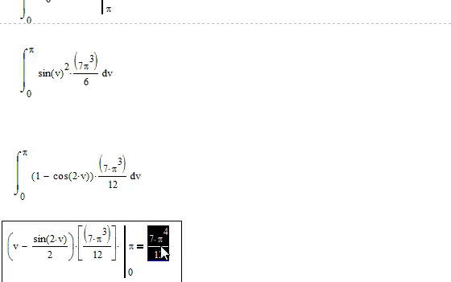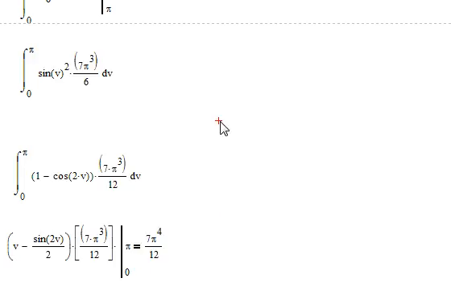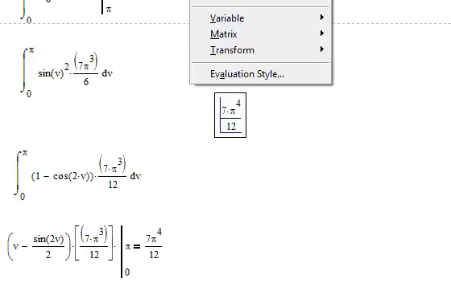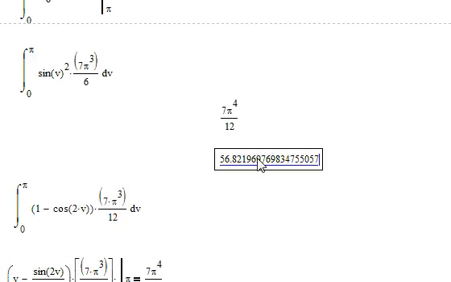I think that's somewhere in the neighborhood of 50-something, 56 maybe, I don't know. Let's give an approximation of that. The approximation is closer to 57.